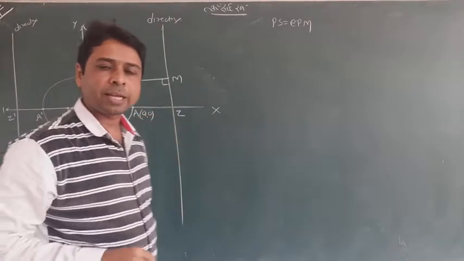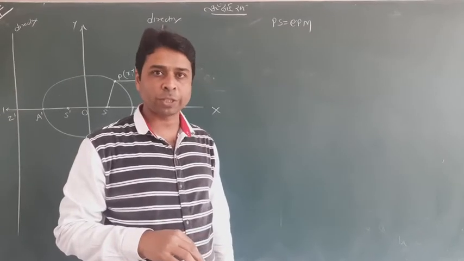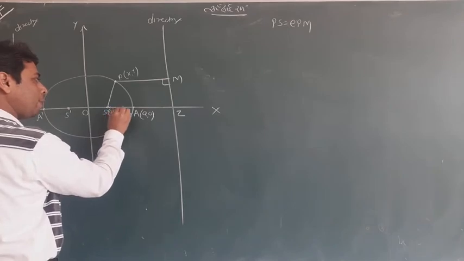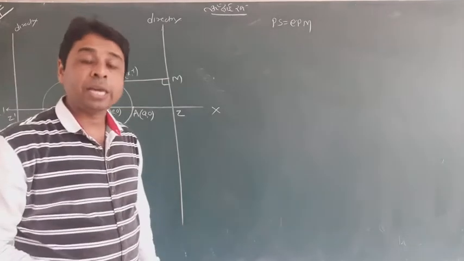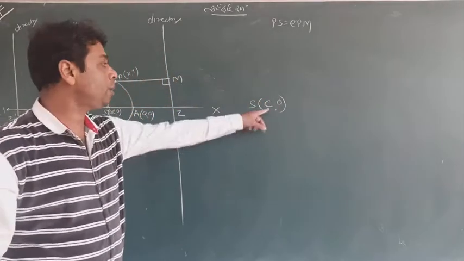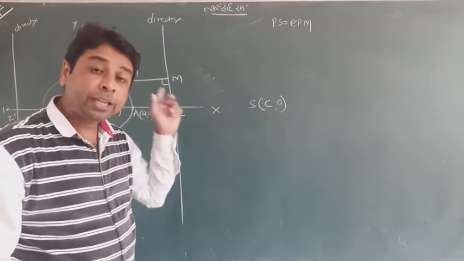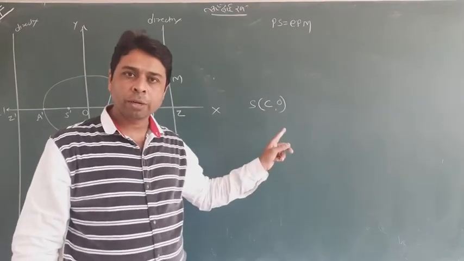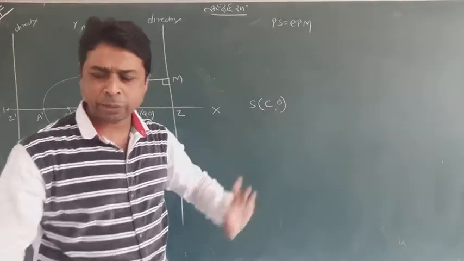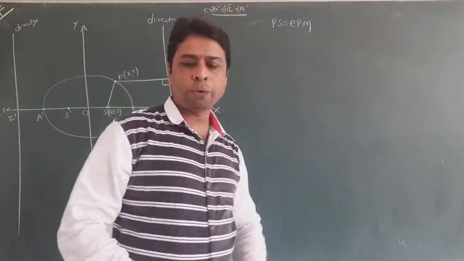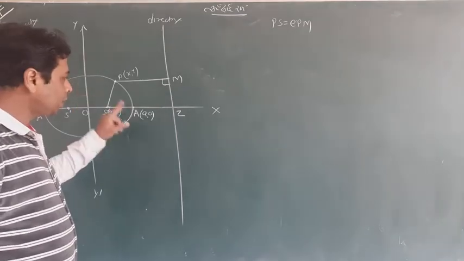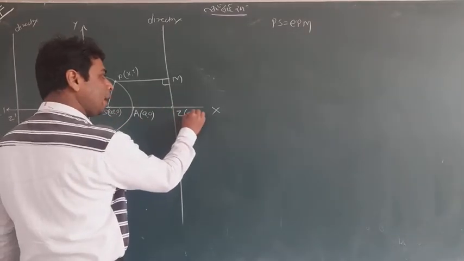Last time we took the focus as (A, 0). This time the vertex is (A, 0), and this point will be (AE, 0), where E is the eccentricity. In the book it is written C. So C means AE. In the book the symbol C is used, but I am using AE directly. I am not writing C because I don't want to imitate the book. I will go my own way. So it is (AE, 0), it is (A, 0), and that point is (A/E, 0).